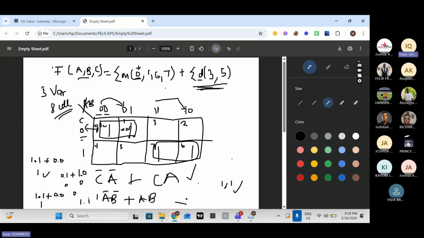So I cannot guarantee, honestly, I've not thought of drawing it this way. I cannot guarantee. But I know the correct answer is A prime, B prime, AB. That's the method that I've always used.